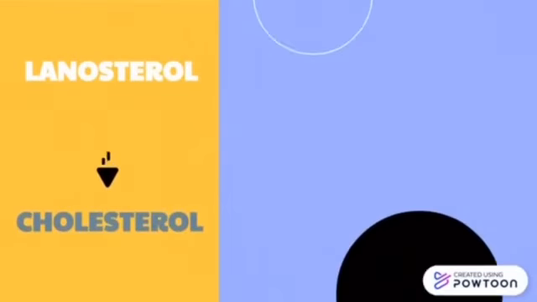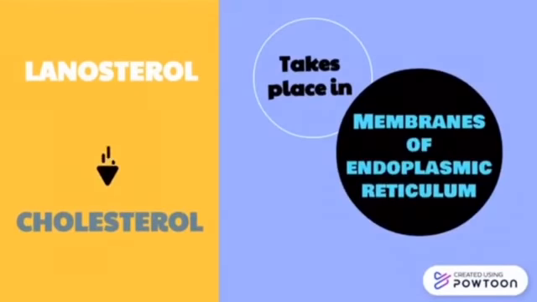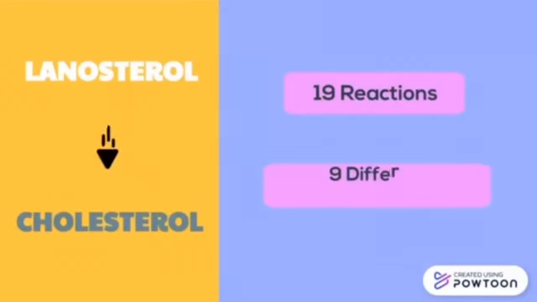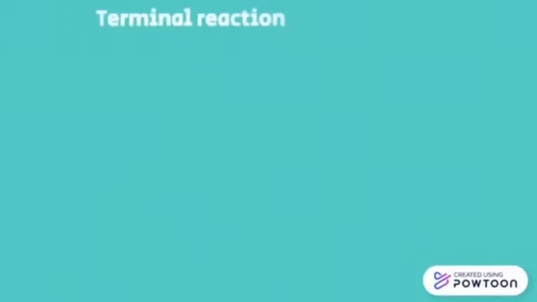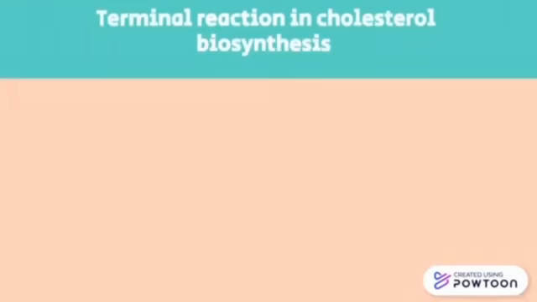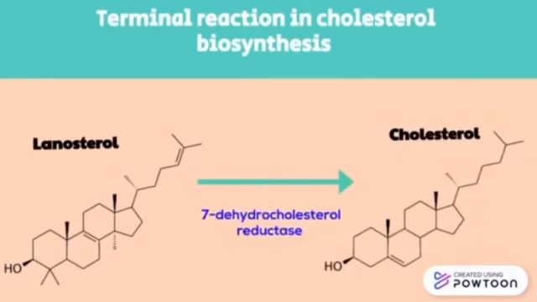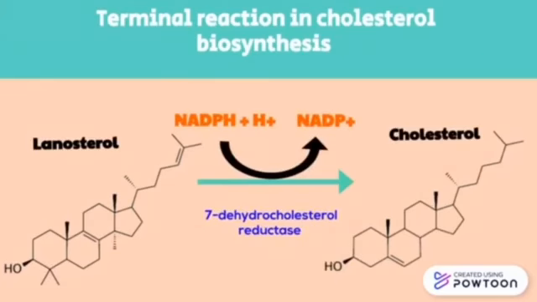The process where lanosterol is converted to cholesterol takes place in the membranes of the endoplasmic reticulum, and it occurs through a sequence of 19 supplementary reactions. These 19 reaction steps are catalyzed by 9 different enzymes, which are located either at the endoplasmic reticulum or at peroxisomes. Lastly, the terminal reaction in cholesterol biosynthesis, where lanosterol is converted to cholesterol, is catalyzed by the enzyme 7-dehydrocholesterol reductase. This enzyme is encoded by the DHCR7 gene.